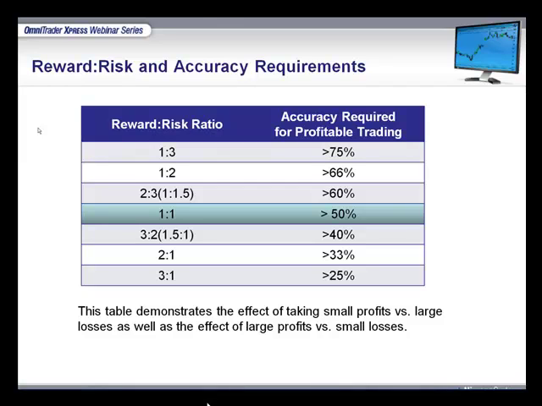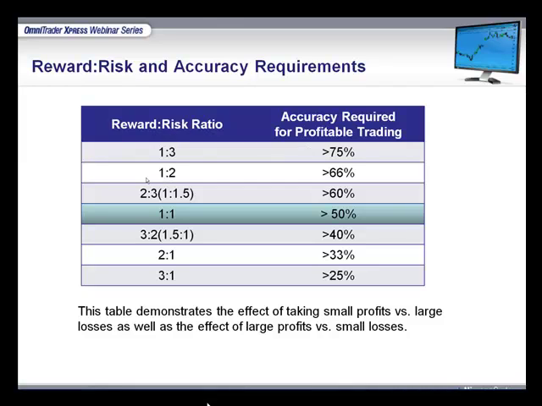Let's take a look at the difference between different reward risk ratios and the accuracy required for profitable trading. At the very top of the list, you can see the reward risk ratio is 1 to 3. Let's just talk in dollars to make it easy. I'll take profits once I've made a dollar gain, or I'll take my loss once I've lost $3. You can see that the accuracy required for profitable trading in this case is that the average trade would have to meet this ratio more than 75% of the time. That is an astronomical accuracy rate.